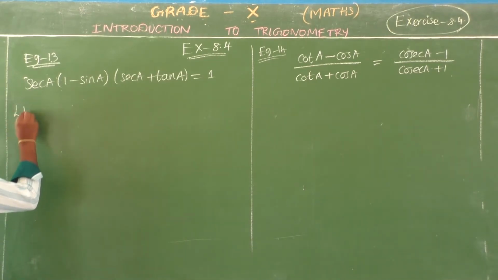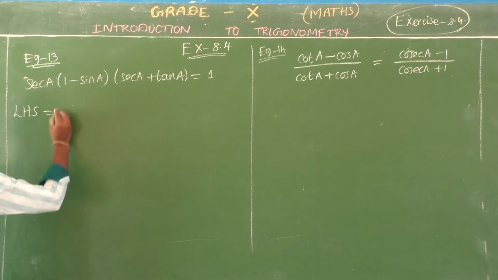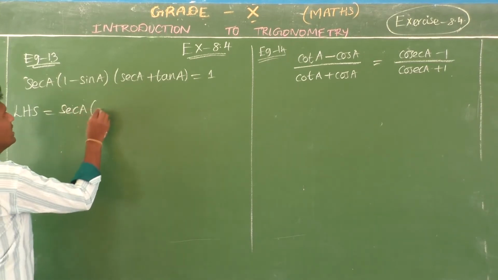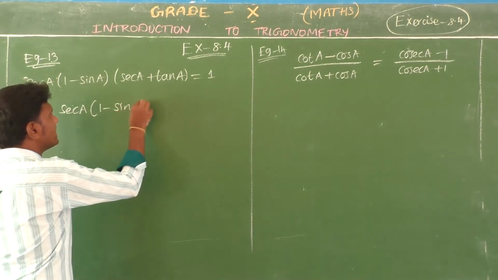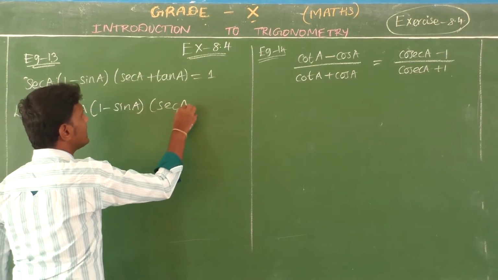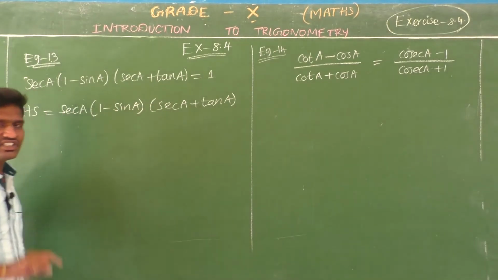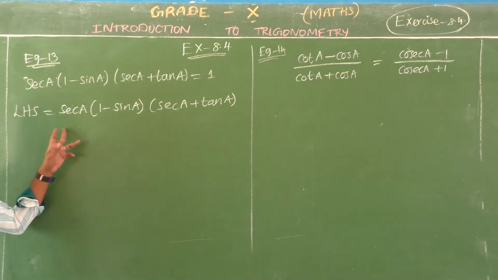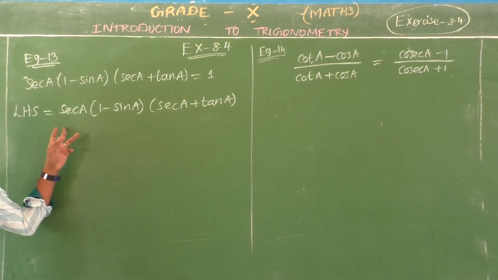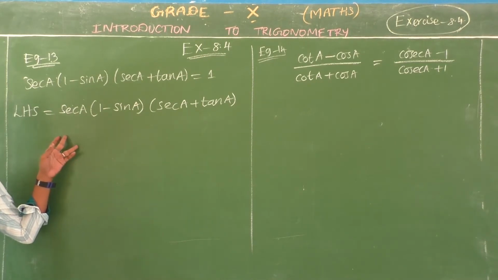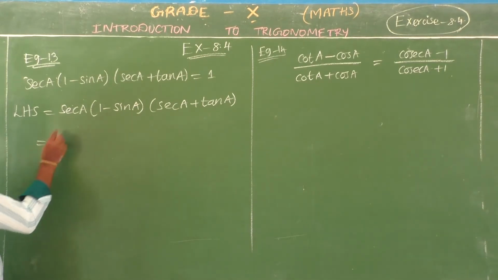They are giving secant A into 1 minus sin A into secant A plus tan A, which is equal to 1. First we should take the left side and prove the right side. Take the left side and prove the right side.